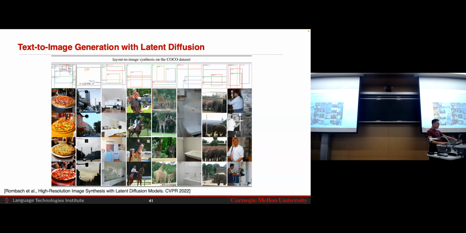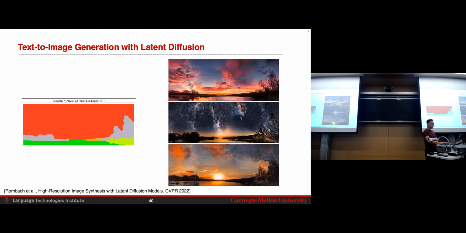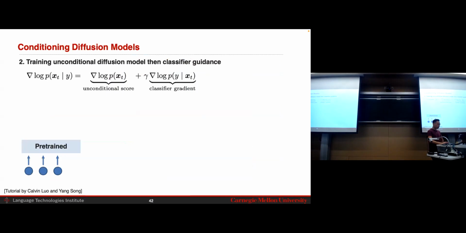Right. So that's the first type of conditioning. Basically, if you have paired data, you can modify the diffusion model to take in some external conditioning variable, like text or layouts or semantic maps. That's good if you have paired data and you're willing to just train a model from scratch with this paired data with the conditioning.